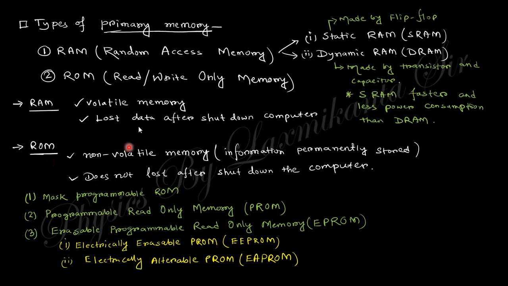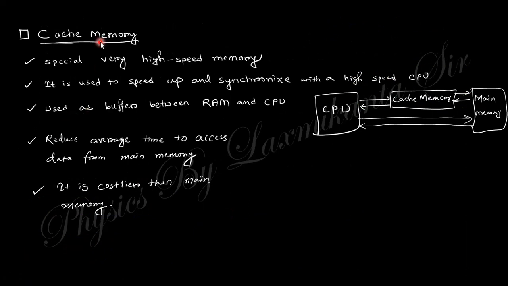ROM has different types: mask programmable ROM, programmable read only memory, and erasable programmable read only memory. This has two types: electrically erasable and electrically alterable. So ROM data can be changed electrically or by a different process. So this is programmable and erasable also. And so RAM is volatile, ROM is non-volatile. That is the main difference.